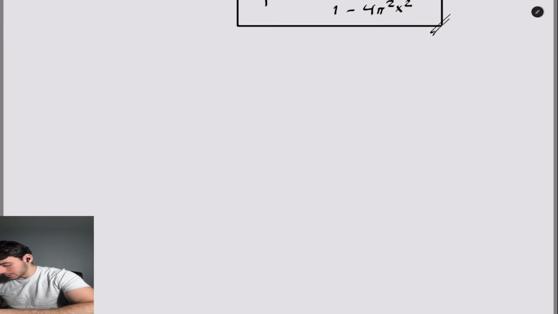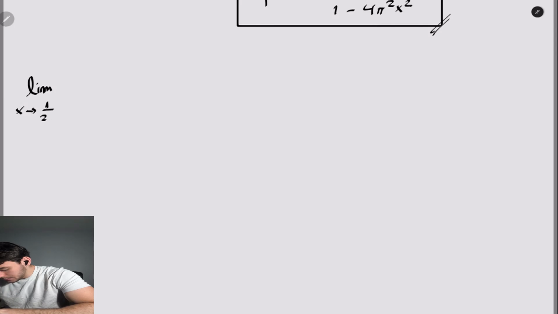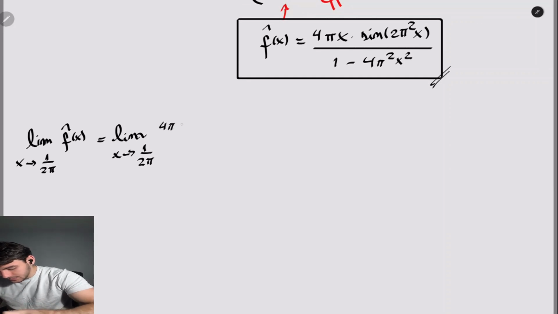So here we're going to calculate the limit when x is tending to 1 divided by 2 pi of the function that we've transformed. So that's equal to limit of x tending to 1 divided by 2 pi. Now let's write again the function: 4 pi x sine 2 pi squared x divided by 1 minus 4 pi squared x squared.